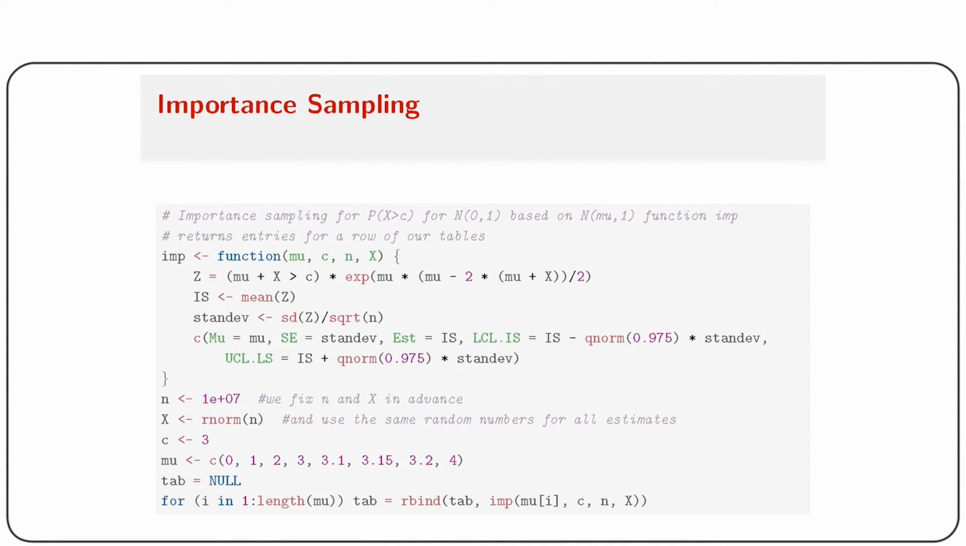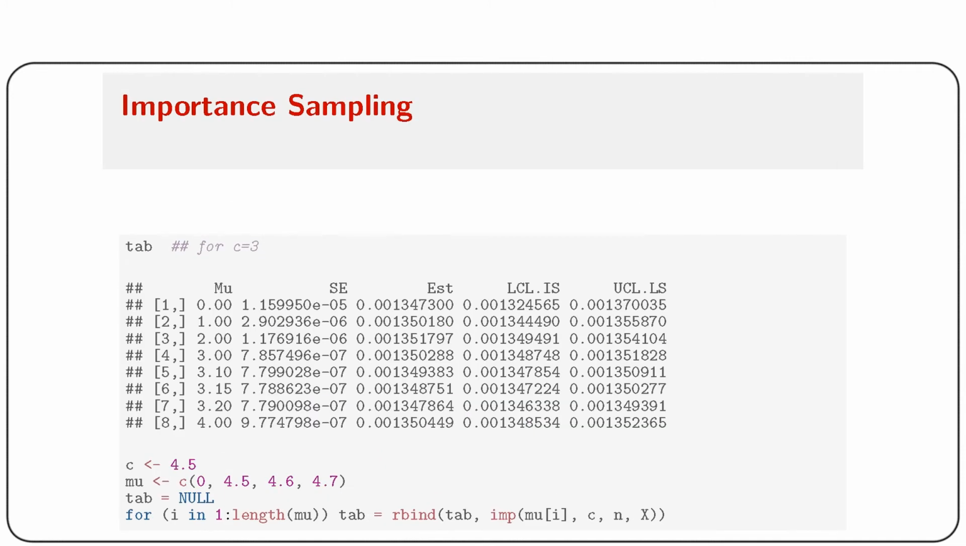Now let n equal 10 to the power 7 and x is rnorm(n), so x is generated from the standard normal distribution, and c equals 3. Mu is assumed to be 0, 1, 2, 3, 3.1, 3.15, 3.2 and 4. Tab equals NULL. Now we use this function for i equals 1 to length of mu, tab equals rbind(tab, call the importance sampling function and pass mu[i], then c, n and x). Just using that for loop will construct the table like this.